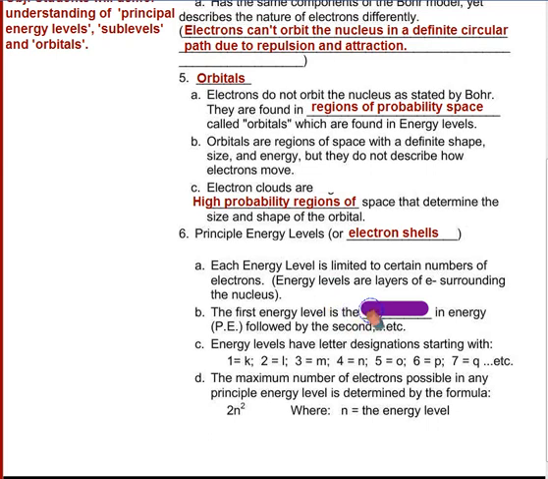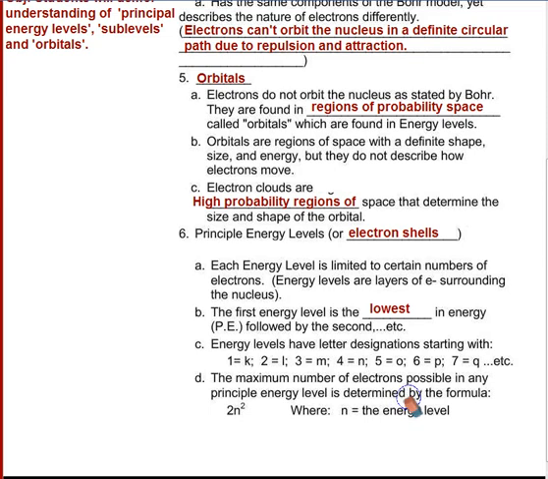Now, the first energy level is the lowest in potential energy, followed by the second, followed by the third. So the further away you get, the more energy the level holds. Energy levels have number designations starting with 1, then 2, 3, 4, and so on, all the way up to 7. They also have letters, but you don't have to know the letters.